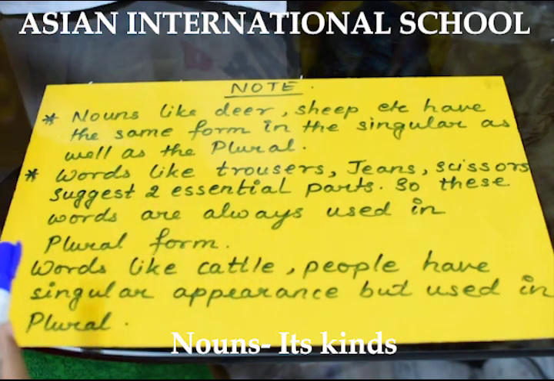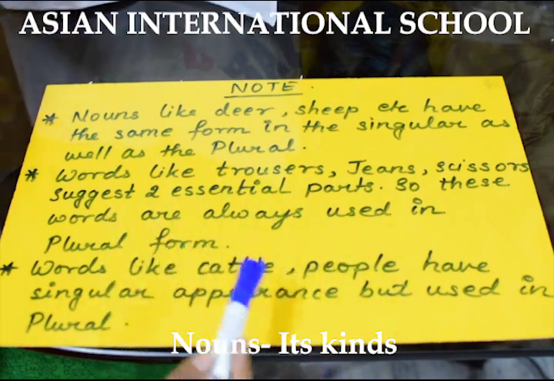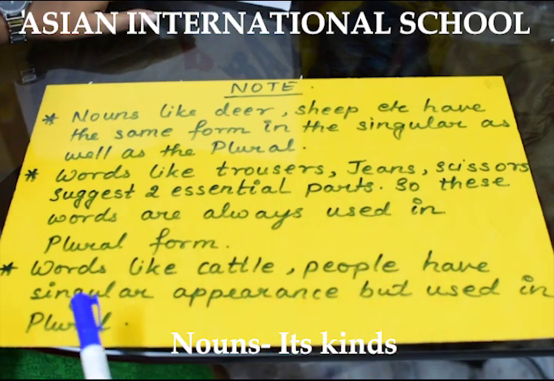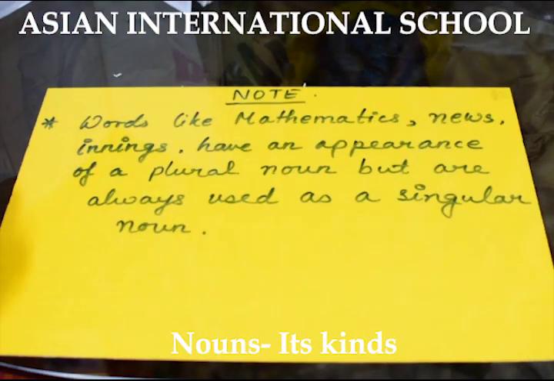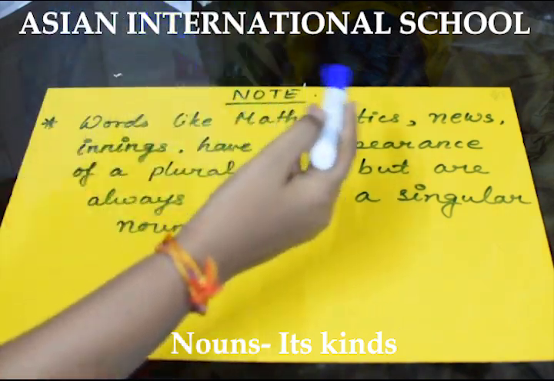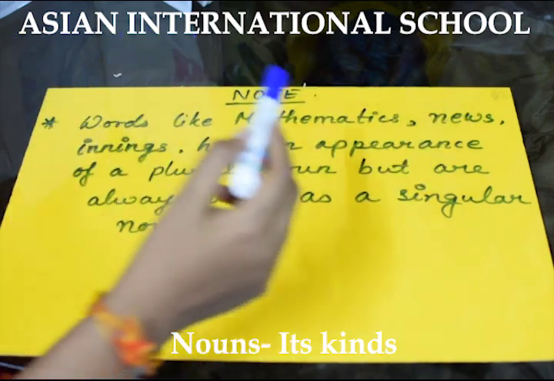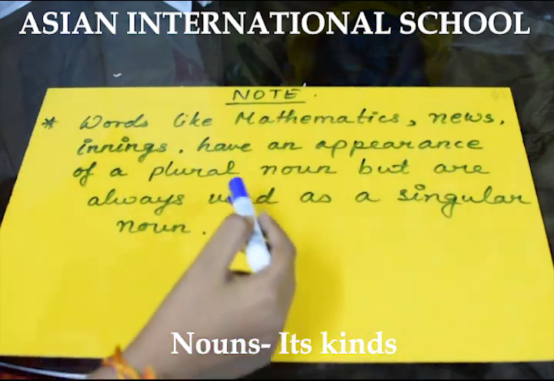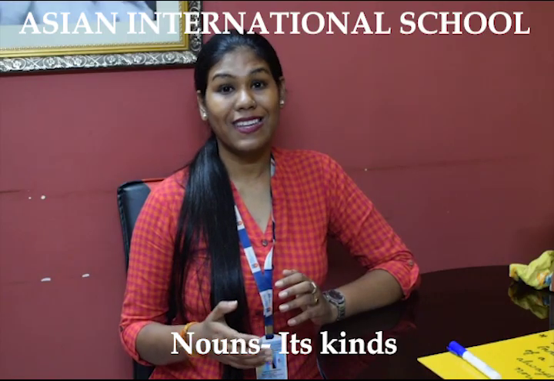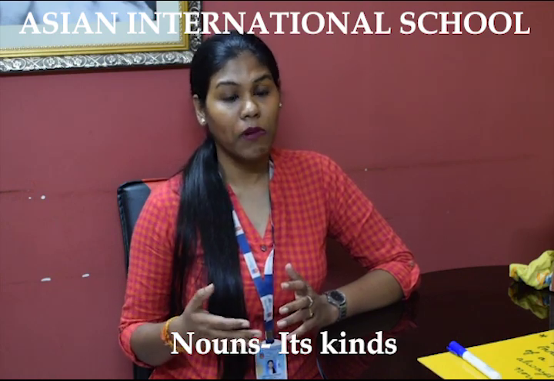Third, words like cattle, people have a singular appearance but are used in plural. Now the last point, words like mathematics, news, innings have the appearance of a plural noun. That is, they have an s. But these are always used as a singular noun. With this, we end the classification of nouns based on number.